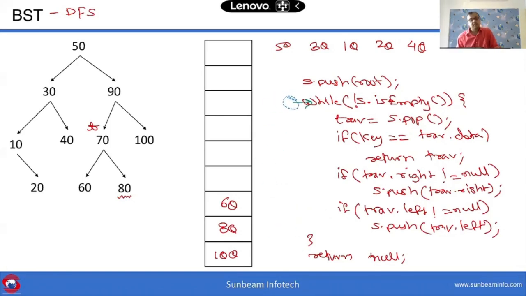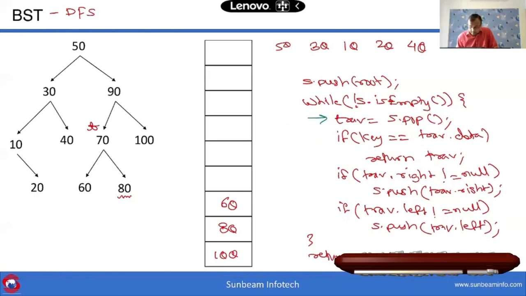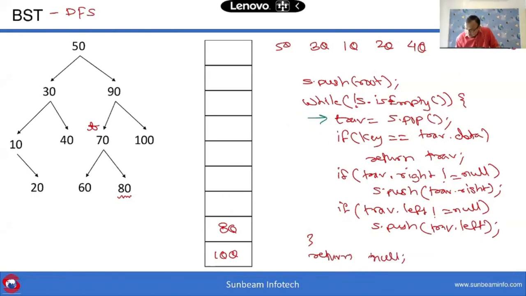You repeat the process. Stack is still not empty. Pop the next element. Oh, next element, look, 60. 60 is popped. When 60 is popped, you want to check. Is it matching 80? Sorry, it is not matching 80. Does it have right child? No, it doesn't have right child. Neither it has got left child.